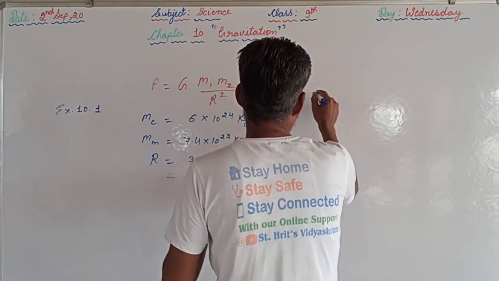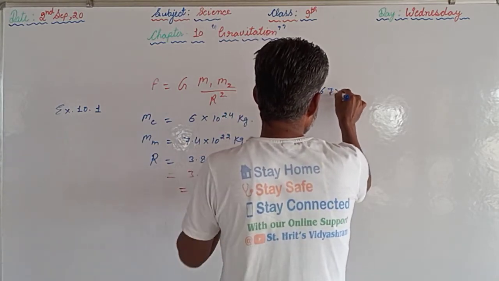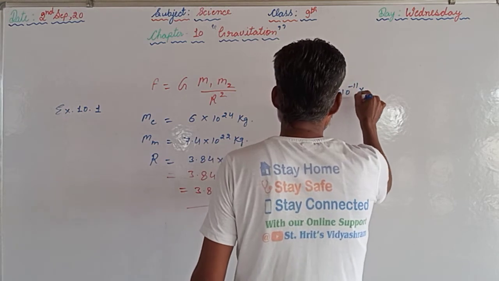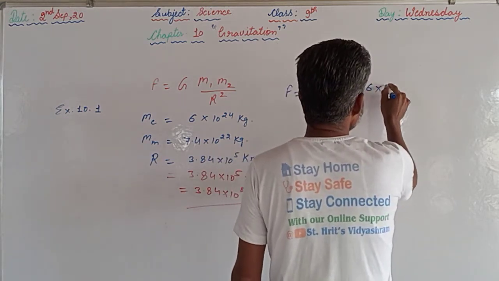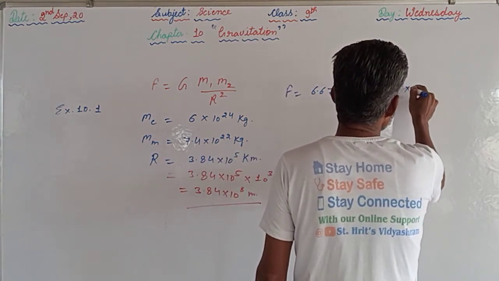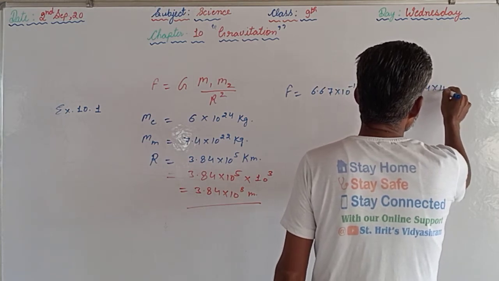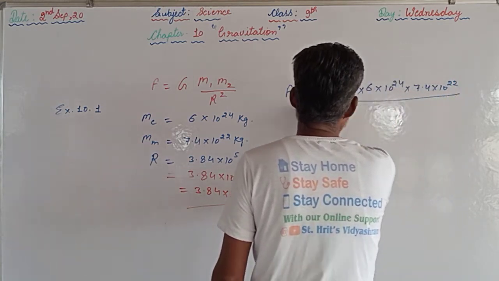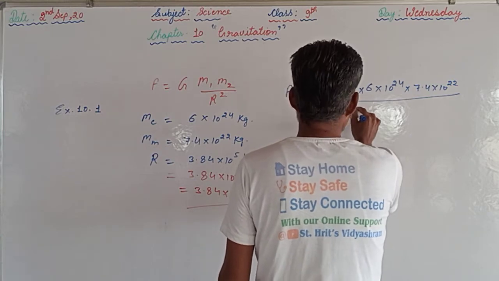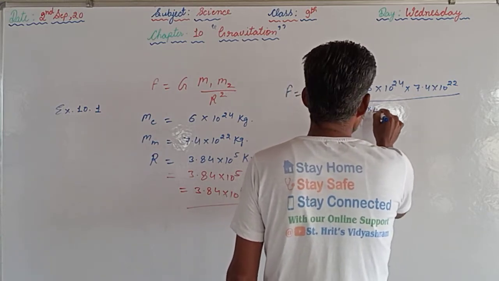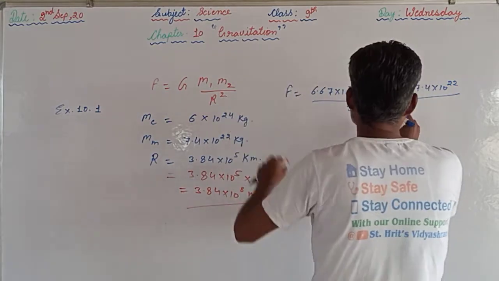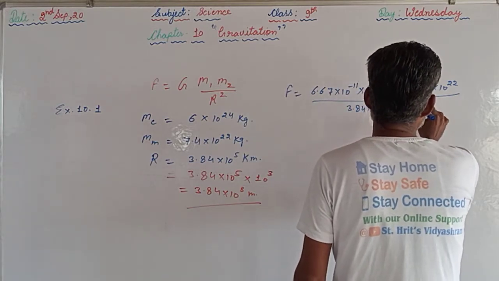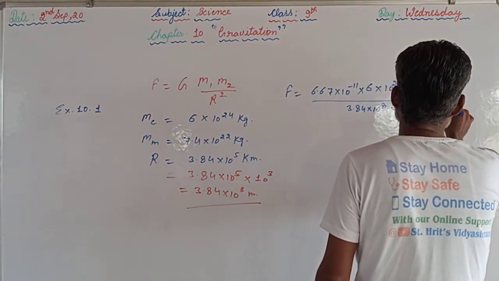So F is equal to G, which is 6.67 into 10 raised to power minus 11, into the mass of the earth, that is 6 into 10 raised to power 24, into the mass of the moon, that is 7.4 into 10 raised to power 22, whole divided by 3.84 into 10 raised to power 8, whole square. So we will repeat that, 3.84 into 10 raised to power 8.